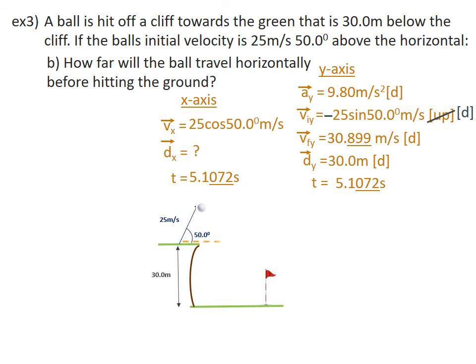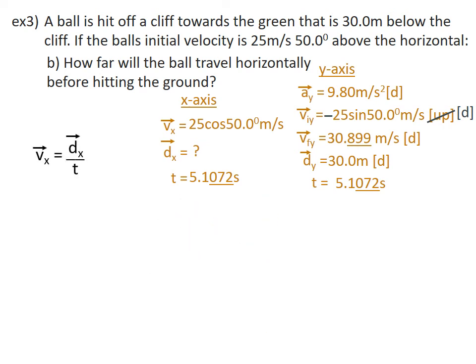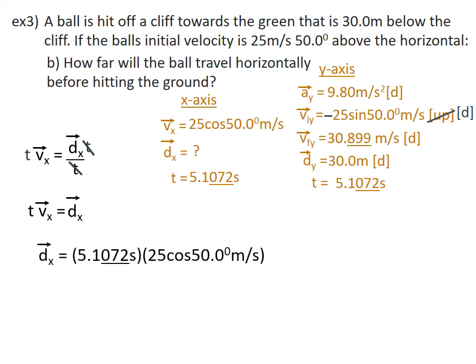All right, B, how far will the ball travel horizontally before hitting the ground? So I'm looking at the x-axis and I'm looking for dx. I've got vx and t, and v equals d over t. If I'm looking for d, I'll have to isolate it by multiplying both sides by t. The t's factor out, d is equal to t multiplied by v. So we'll substitute numbers in. T is 5.1072 seconds, and Vx is equal to 25 cos 50 degrees. I'll just multiply the two numbers together. That gives me 82.0708 meters. So the ball has horizontally traveled 82 meters.